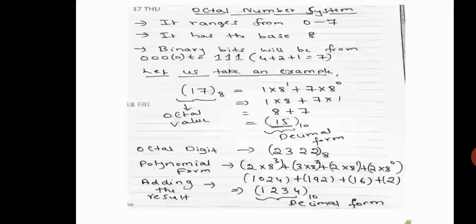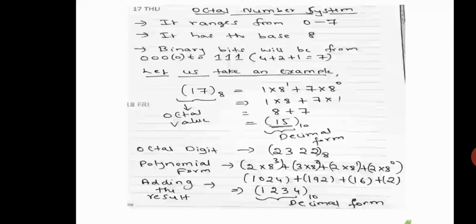8 to the power 0, 8 to the power 1, 8 to the power 2, 8 to the power 3. Because you do not have decimal values here, no floating point value, that's why we are starting from the right hand side. Now, what is 8 to the power 1? It is just 8. What is 8 to the power 0? It is 1. So 1 into 8 plus 7 into 1 is nothing but 15. So 15 is the decimal form.